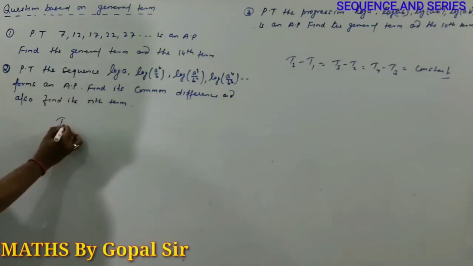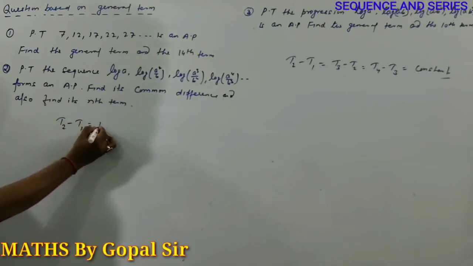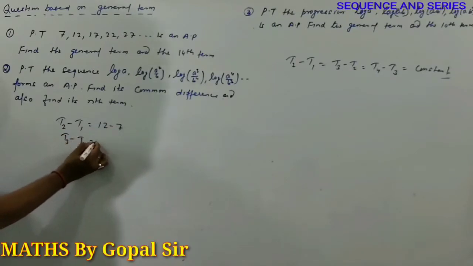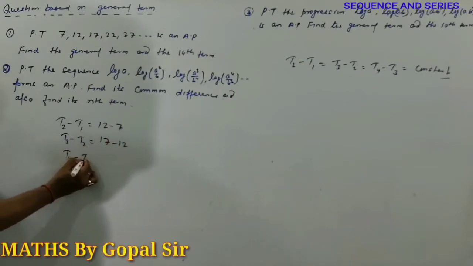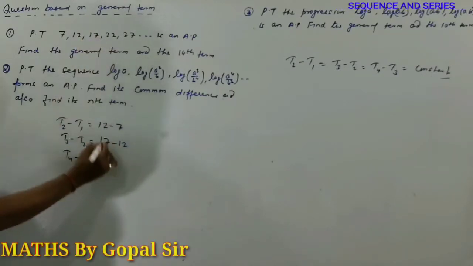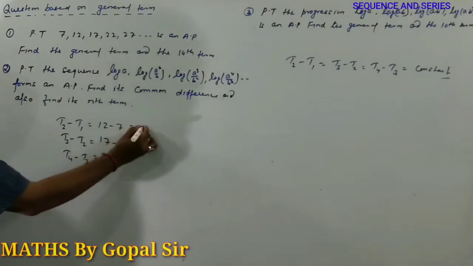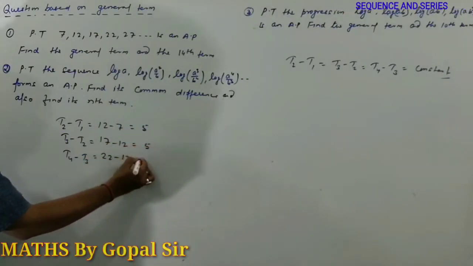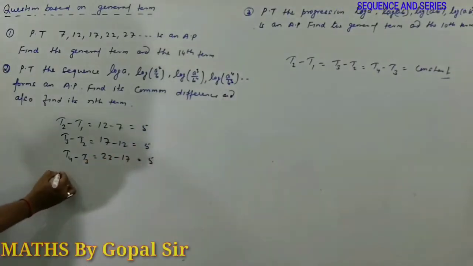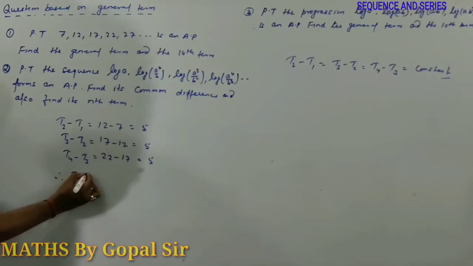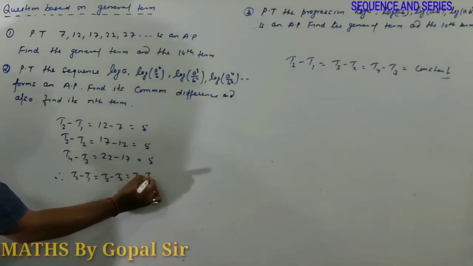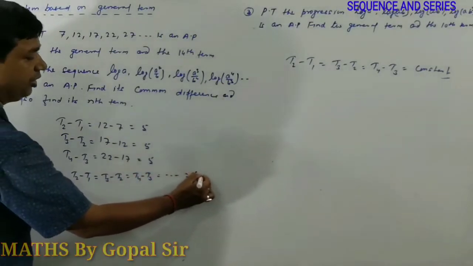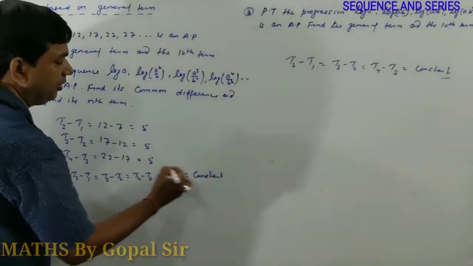So you can find T2 minus T1 first. T2 minus T1 means 12 minus 7. T3 minus T2 is equal to 17 minus 12. T4 minus T3 is 22 minus 17. This is 5, this is also 5, this is also 5. So here we observe that T2 minus T1, T3 minus T2, T4 minus T3 is constant, and that constant is 5.